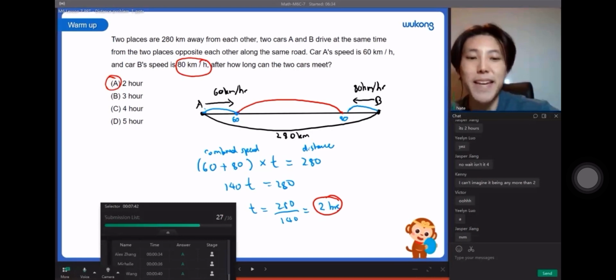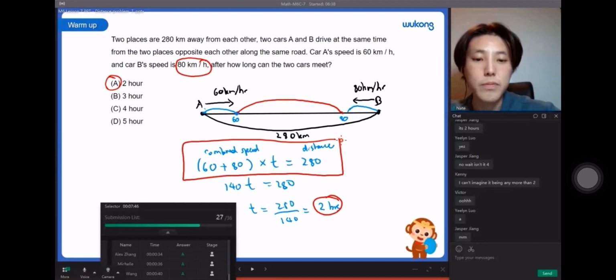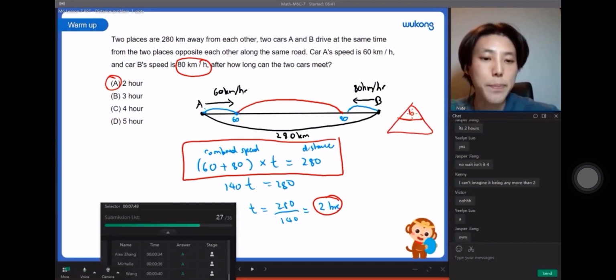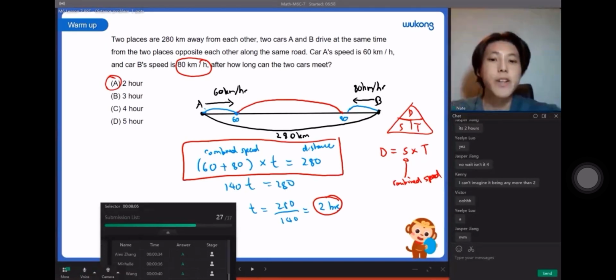Now, over here, what I've used is that if this is my pyramid, I use the top one. Distance is going to equal speed times time. And in a question like this, your speed is always going to be a combined speed, because the distance is going to get reduced all the time. Okay, that's the trick that you guys have to use. That's the only thing that we're using for the first half of the lesson. So guys, please make sure you use this method.